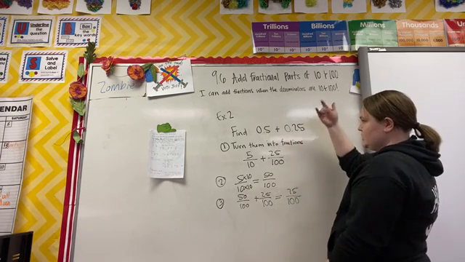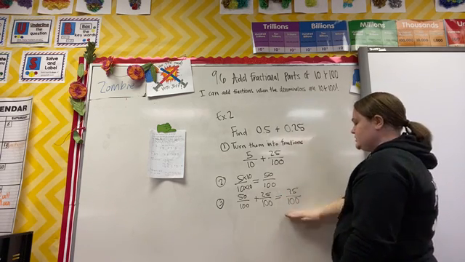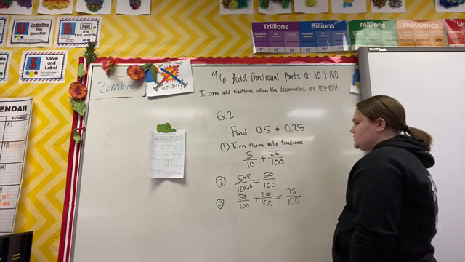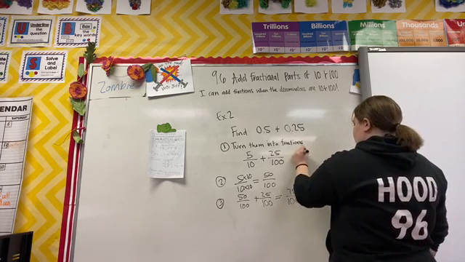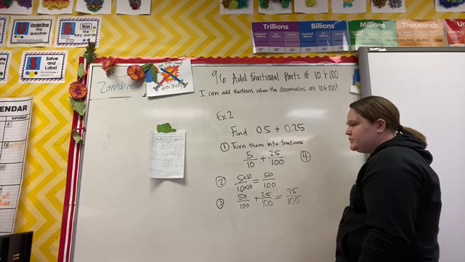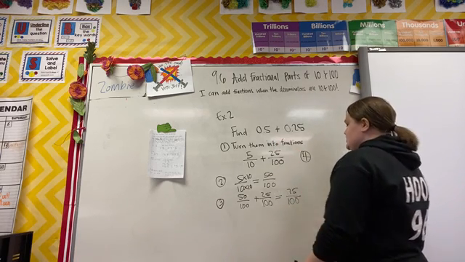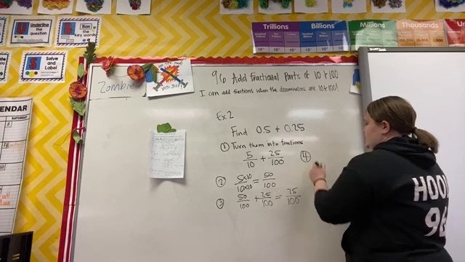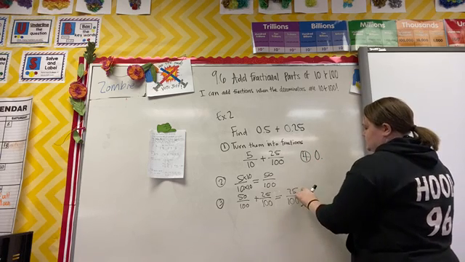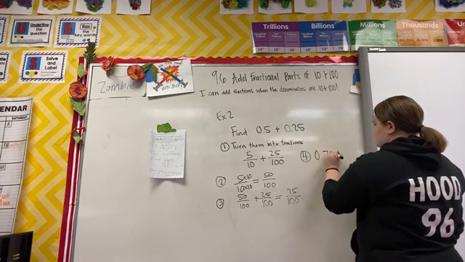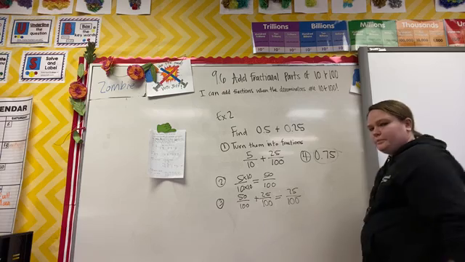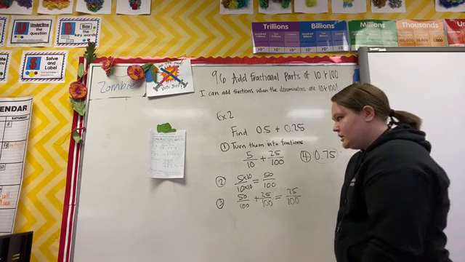Since I started with decimals, my fourth step would be to turn it back into a decimal. You only have to do this if you start with a decimal. 75 hundredths, I'm going to just write that as I say it. I have 0 ones, 75 hundredths. And there's your answer.